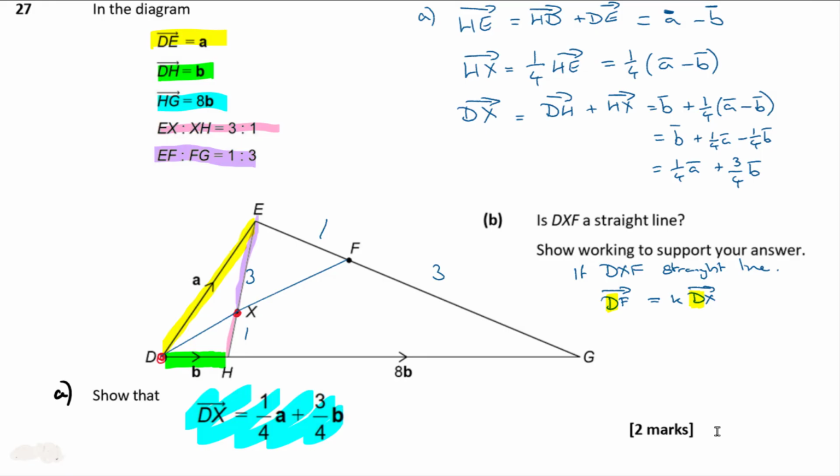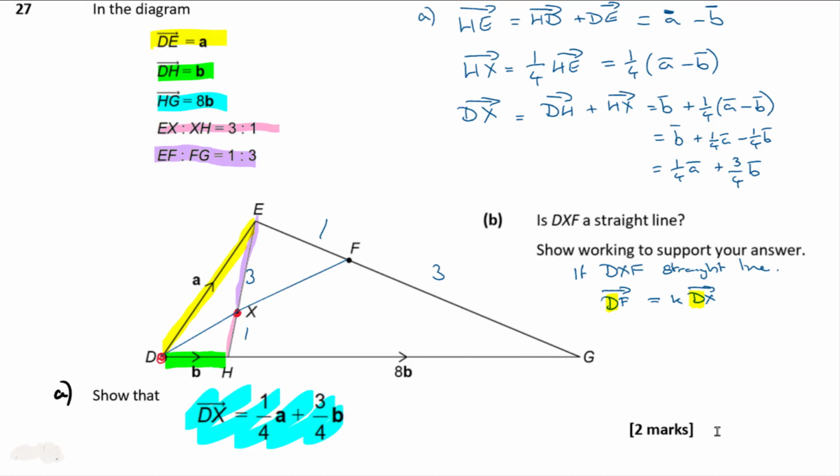Okay, and if one is a multiple of the other, then they're going in the same direction, and therefore they should share all the same points. So that should be sufficient proof if I can show that d to f is a multiple of d to x. I did think about doing d to x and x to f first, but that would be too much work, whereas d to f looks a little bit easier to find.